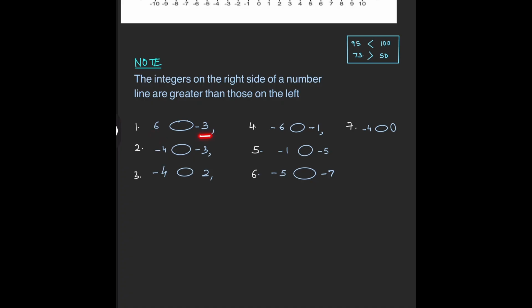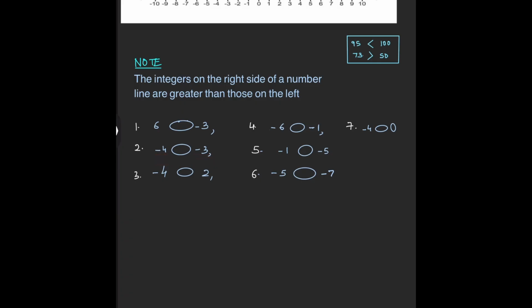So positive 6 and negative 3. Let us mark them. Positive 6 is here, negative 3 is here. Positive 6 is on the right and negative 3 is on the left. So which is larger? The positive is always larger. So one conclusion we can come to is that positive integers are always larger than negative integers. Very clear. So if there is one positive and one negative, straight away the positive is the larger.